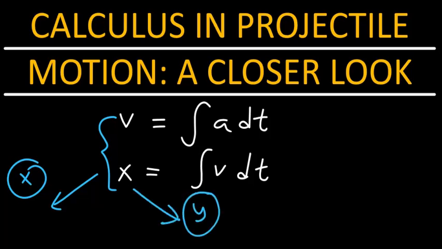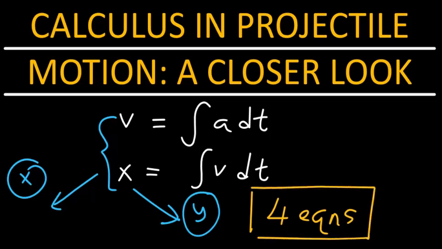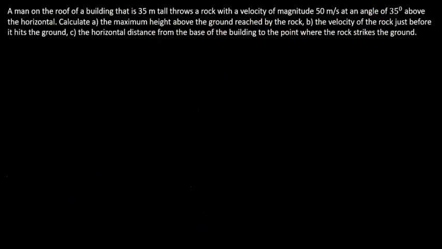So at the end, we would end up with 4 equations that enable us to solve a given projectile motion problem. Let's see how this works. Let's look at the following example.